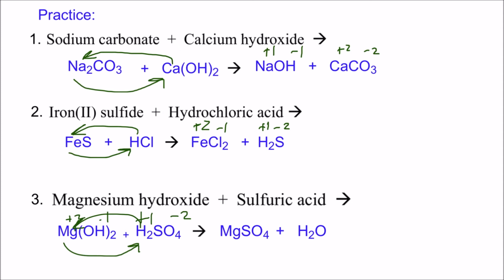Anytime we make a new compound, we have to check the charges. Magnesium is a +2 charge, and so is SO4 -2, so those will cancel each other out. Alright, so hopefully that's starting to make some more sense to you now.